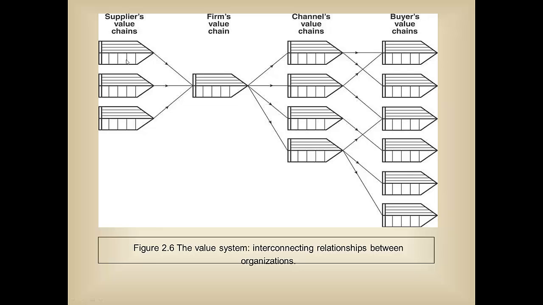Each of those suppliers has their own value chain, and then there's your firm. Then you have your channels, which could be distributors, warehouses, retail, and buyers. Channels and buyers all have their own value chain. So this is the interconnection between the value chains of each individual firm along the way.